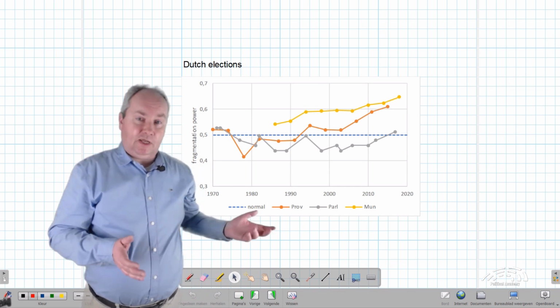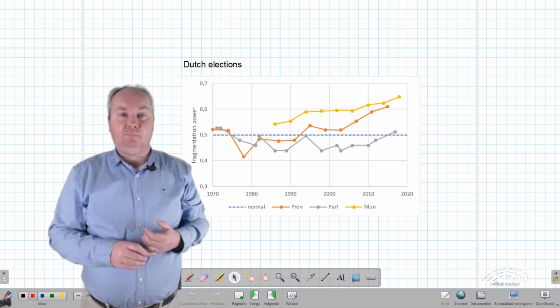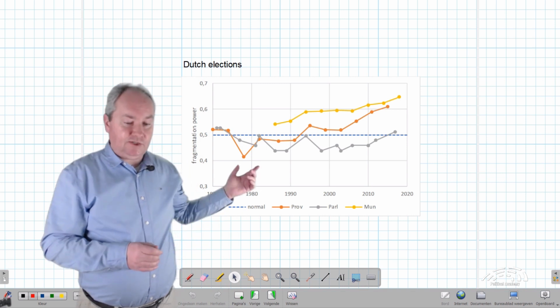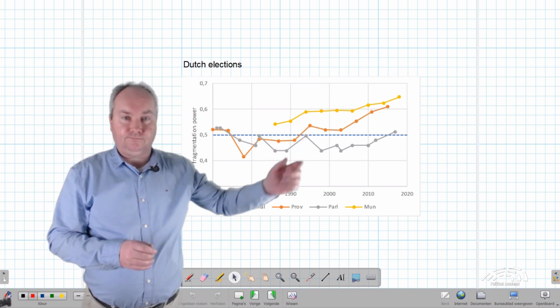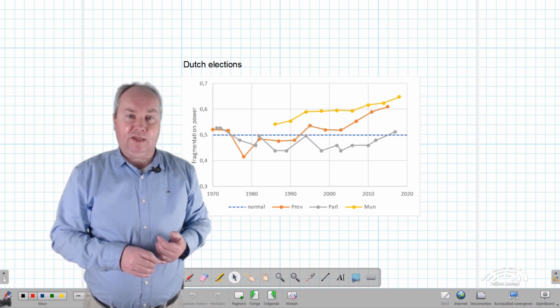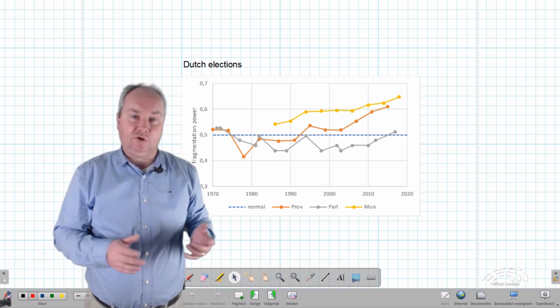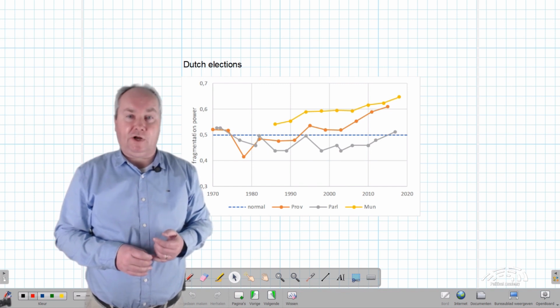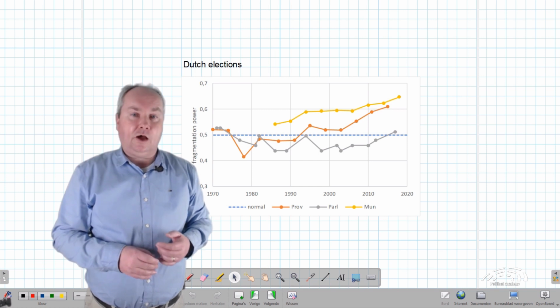In provincial and municipal elections, however, the picture is different. The fragmentation factor is on the rise in the Netherlands, ever since the mid-1980s, which was a period of economic prosperity. Often researchers say that fragmentation rises under conditions of economic downturn. How to read this?